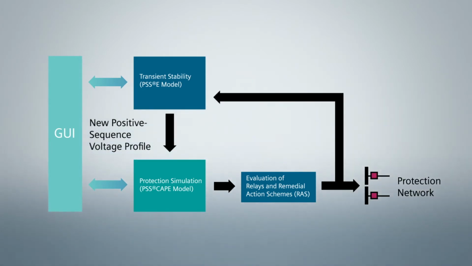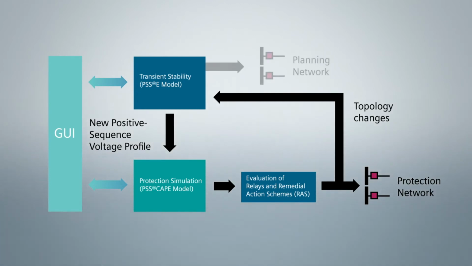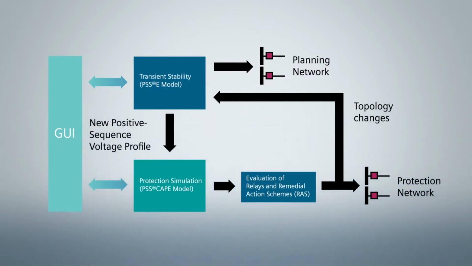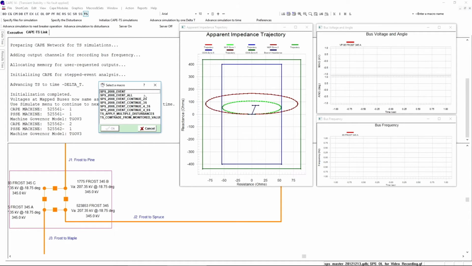If there is any protection operation causing breakers to open or close, the corresponding topology changes are transferred to PSSE. PSSE makes the same network changes to ensure the two programs are working on the same system operating condition. Then the simulation will advance by one time step, and the same closed-loop calculations will be performed. Here's a look at the PSS CAPE TS-Link in action.